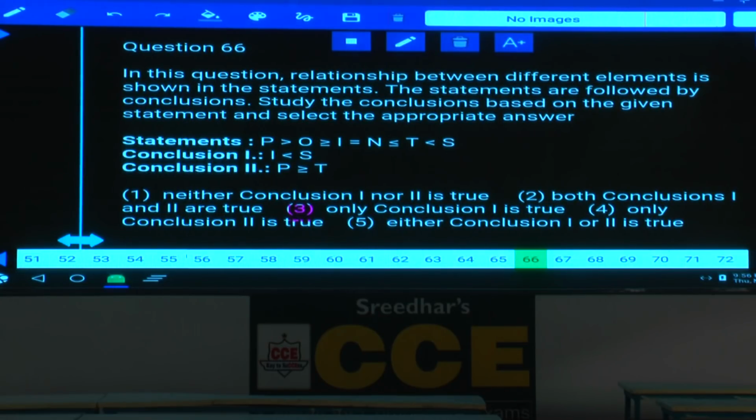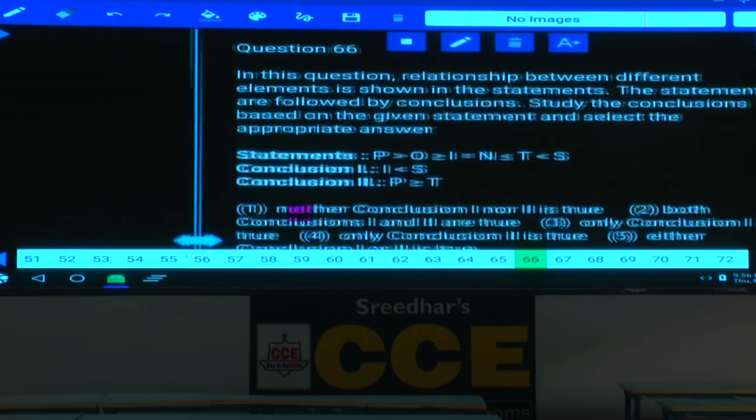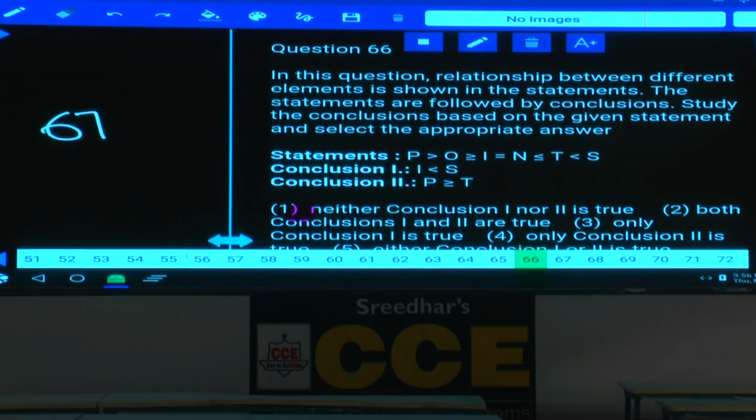Now paper number 671. In this one, question number 66 to 70. These 5 are coded inequalities. Now the relation between I and S: I lesser than S, definitely true. And second, between P and T there are two opposite symbols, hence only conclusion 1 is true. Only conclusion 1, choice 3.